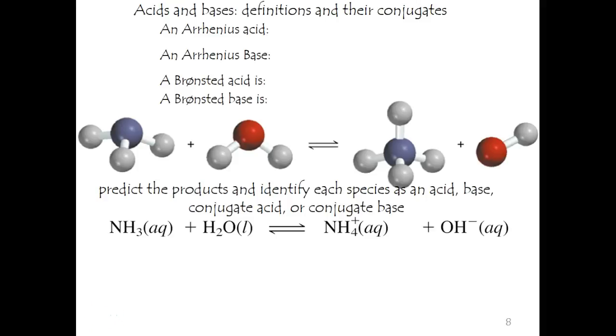Okay, there's lots of ways of defining acids and bases. In a first-year chemistry course, oftentimes the Arrhenius definition is focused on, where an Arrhenius acid is anything that has H+. The other component of water is simply a base, OH-. That's a nice simple way of looking at acids and bases.